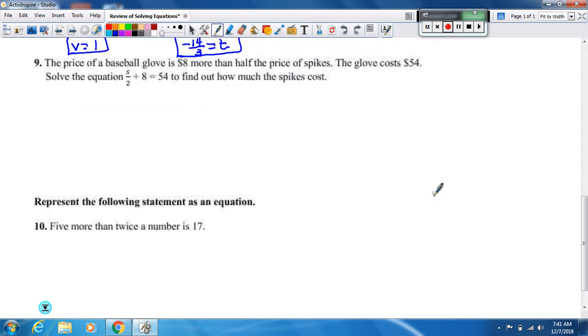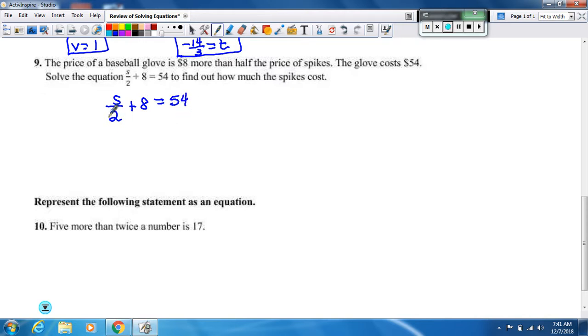Okay, the price of a baseball glove is $8 more than half the price of spikes. The glove costs $54. Solve the equation S over 2 plus 8 equals 54 to find out how much the spikes cost. Well, you don't have to worry about setting up the equation. They already set it up for you. So just use what they gave you. So S over 2 plus 8 equals 54.